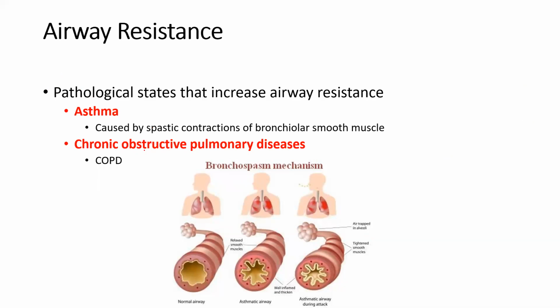So asthma is more of an acute disease. It's going to cause spastic constrictions, this bronchospasm, this spasmodic reaction of the bronchial smooth muscle, where it makes it very hard for air to move in either direction. So it's not moving in or out because of this spasming of the smooth muscle that's lining the airway.